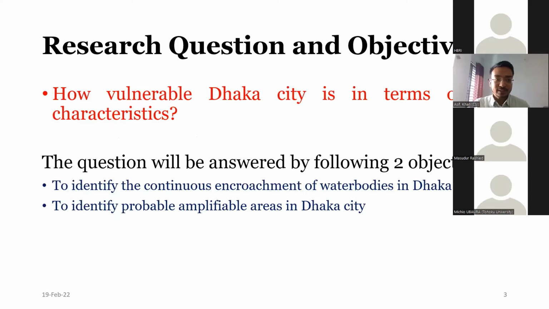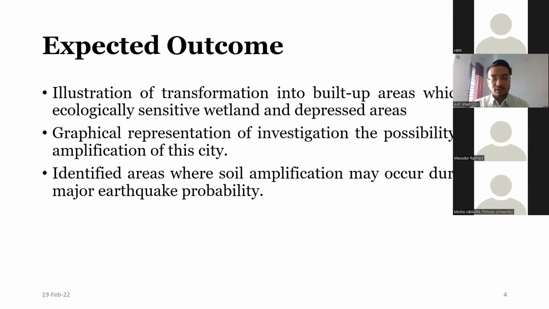Our research question was basically how vulnerable Dhaka city is in terms of characteristics of soil. This question was answered by the following two objectives. Number one, the continuous encroachment of water bodies in Dhaka city, and then the probability of amplification in Dhaka city. Our expected outcome was the illustration of transformation into built-up areas of ecologically sensitive wetland and depressed areas, and the graphical representation of the investigation of the possibility of soil amplification of this city.